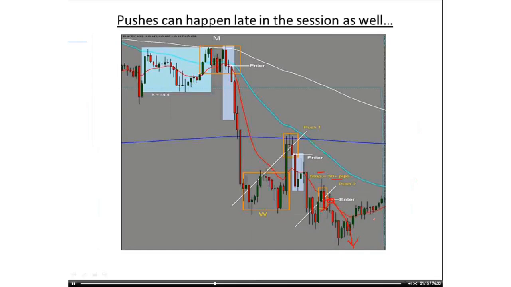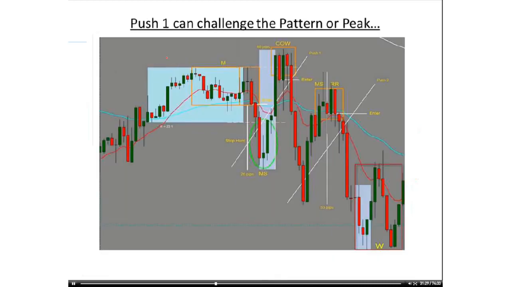All right, US session, you're looking for anywhere from 30 to 50 pips, whatever you're comfortable with. They don't usually run like London. Push one can challenge the high, or challenge the pattern or the peak. Okay, so this is my vector coming up, forming my M pattern, right? Here's my nameable structure. I go. It drops 26 pips, usually 25 pips.